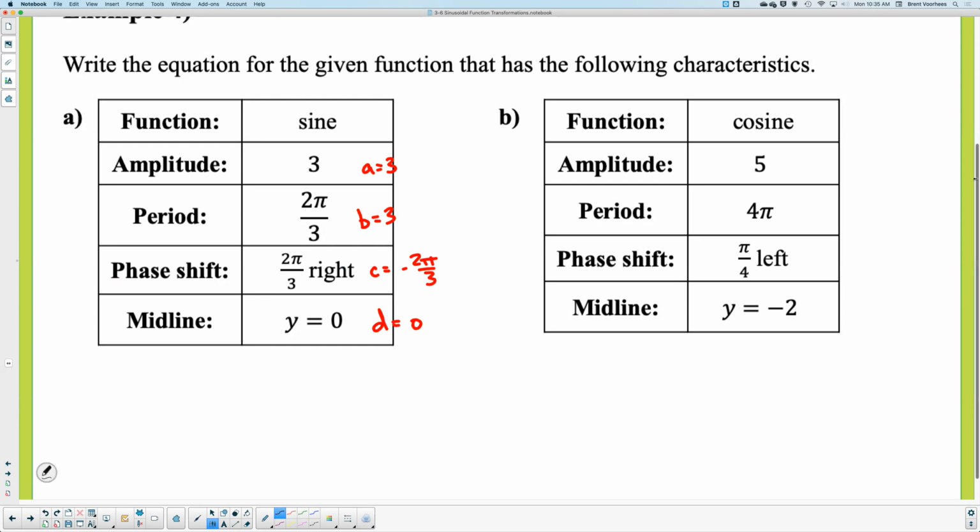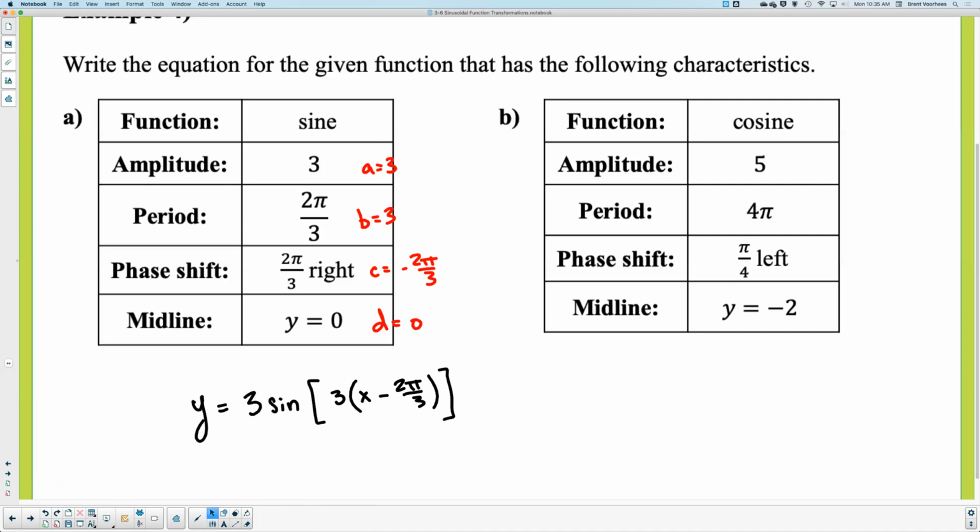Let's write this as an equation. We would say y equals 3 sine. Now you have a bracket first, if you're writing this in standard form, which is the easier way of writing an equation. Put a bracket, there's your B, then do a parenthesis: x minus 2 pi over 3. Close your parentheses, close your bracket. Do I need to do a plus 0? No, that's your equation right there.